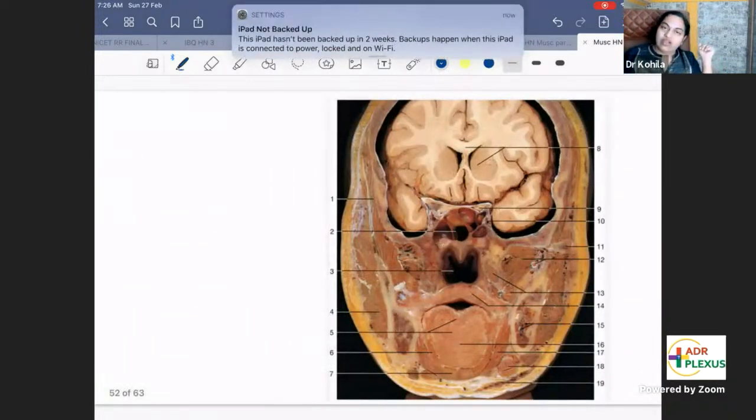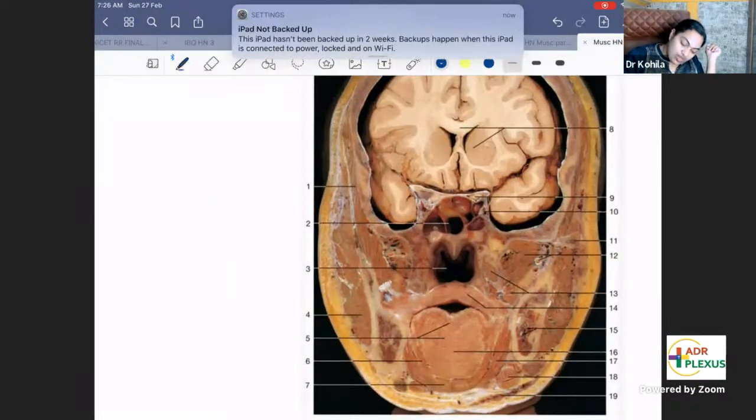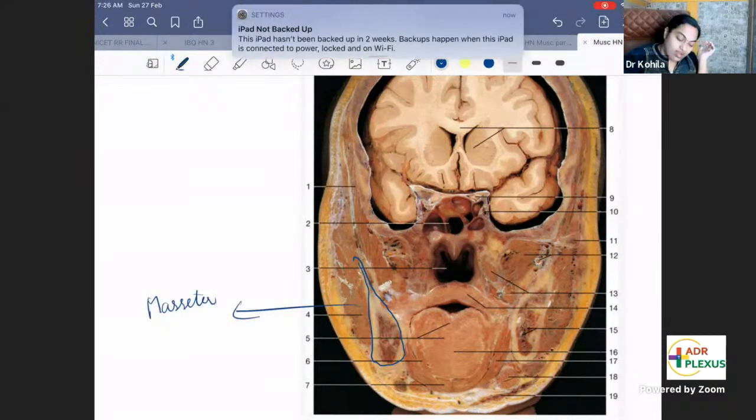Okay, here we are going to identify the muscles of mastication. Easy. So here, see the ramus of the mandible. What lies on the outer surface of the ramus of the mandible? This one, masseter. What comes from above? The temporal bone. Yeah, this strip of muscle is temporalis.